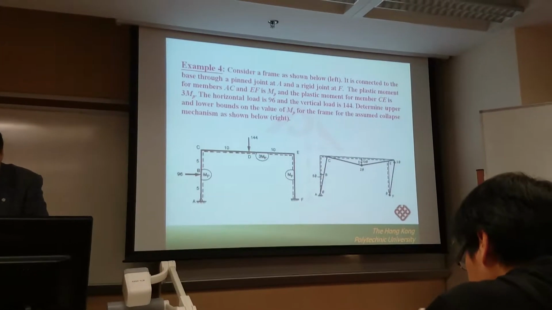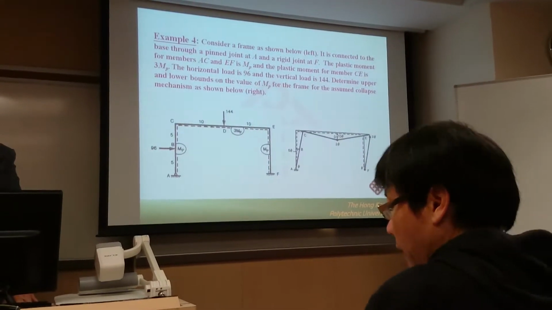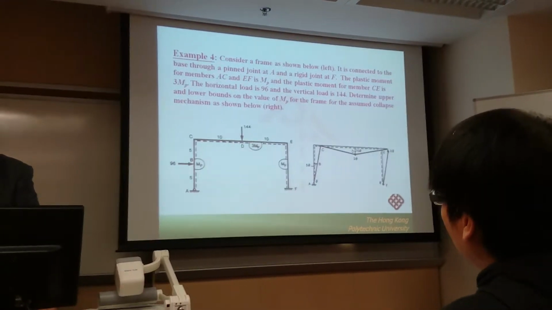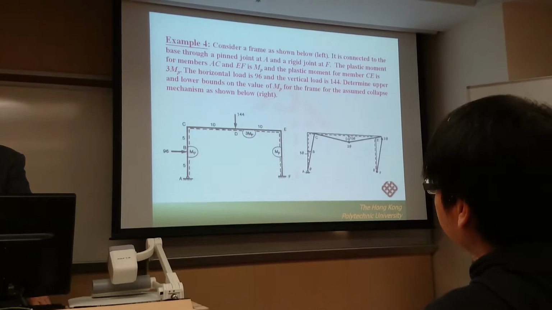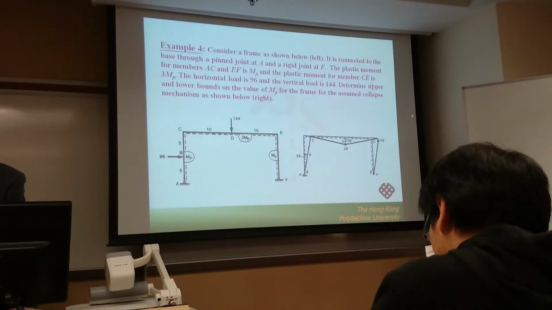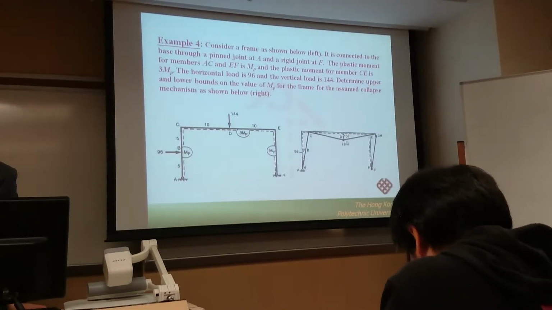In this case, we have a different plus moment for the two columns and the beam. For the two columns, the plus moment is equal to 1 MP. For the beam, the plus moment is equal to 3 MP. So in here, this is assumed, the correct mechanism.